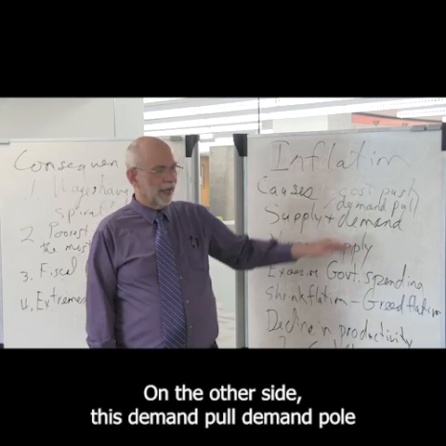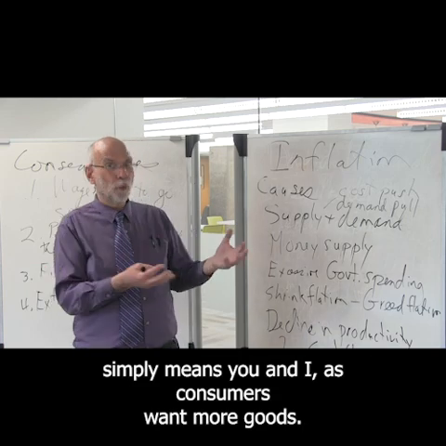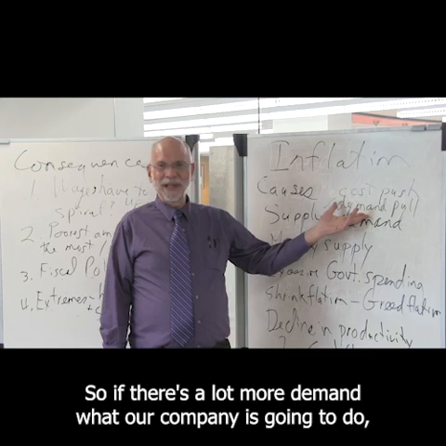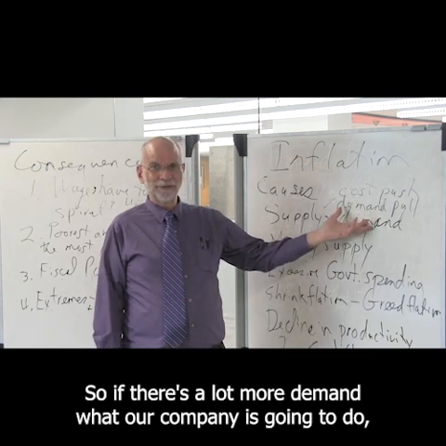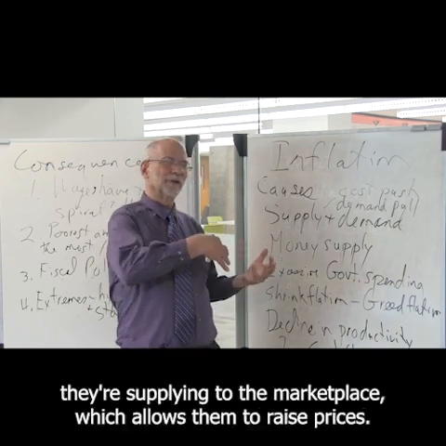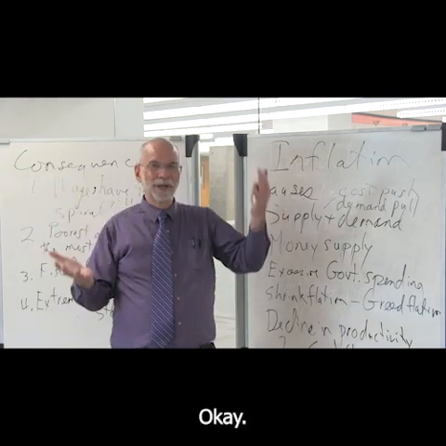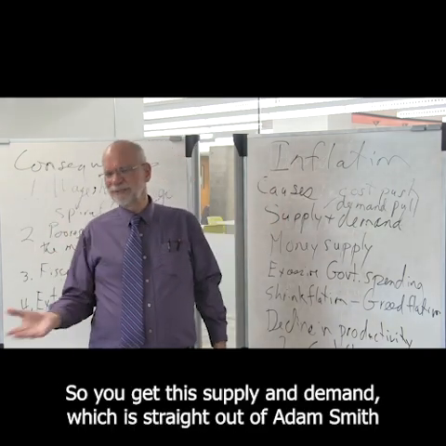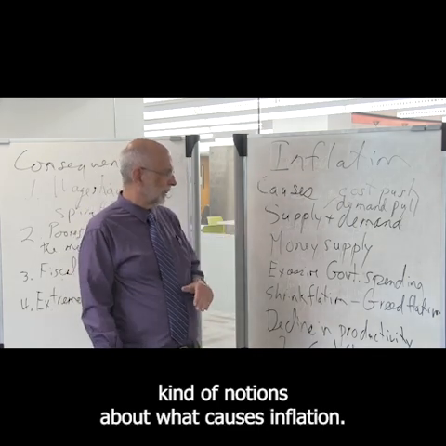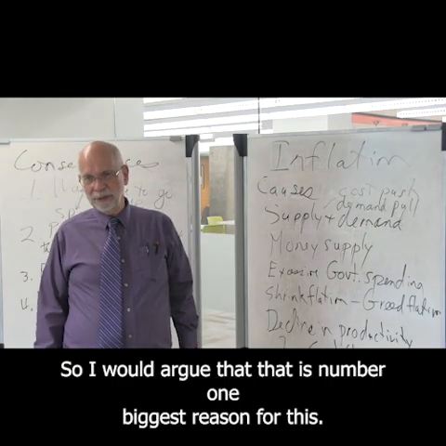On the other side is demand pull. Demand pull simply means you and I as consumers want more goods and we're pulling from the system. So if there's a lot more demand, what are companies going to do? They're going to have a shortage, or theoretically a shortage in what they're supplying to the marketplace, which allows them to raise prices. Okay, so you get this supply and demand, which is straight out of Adam Smith kinds of notions about what causes inflation. So I would argue that that is number one biggest reason for this.